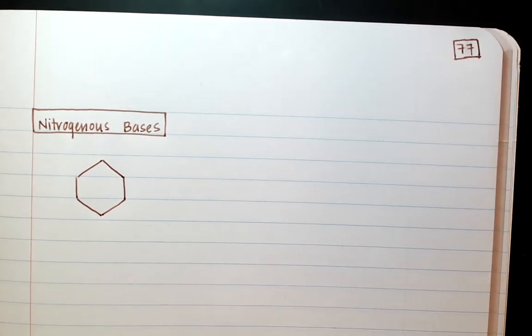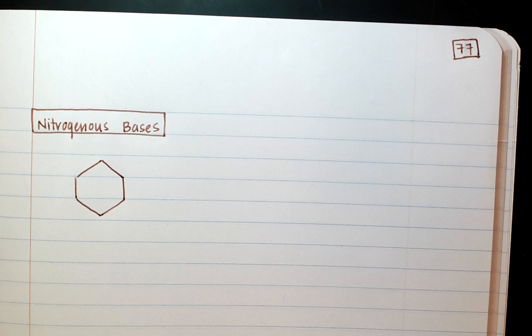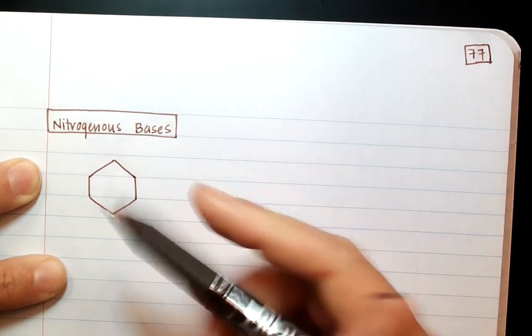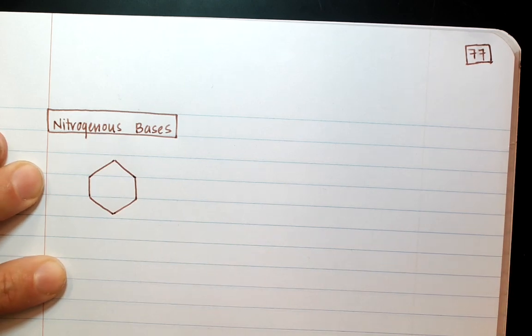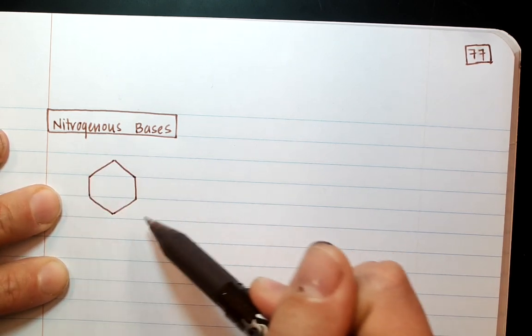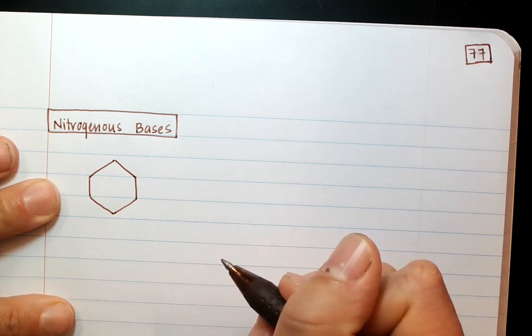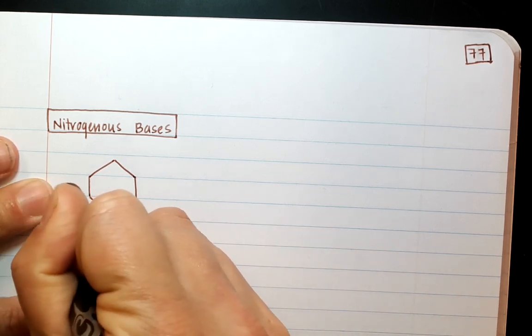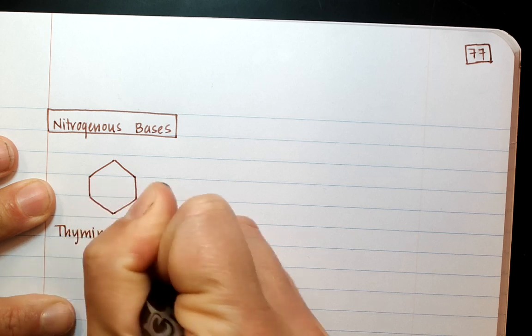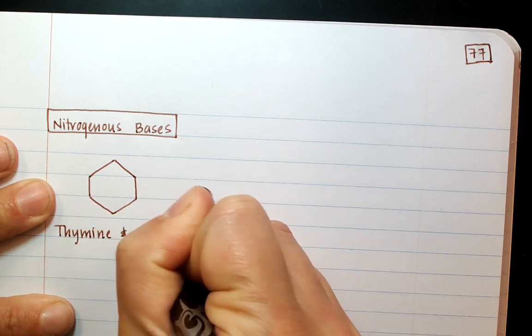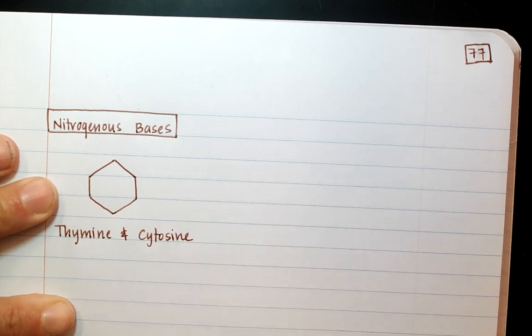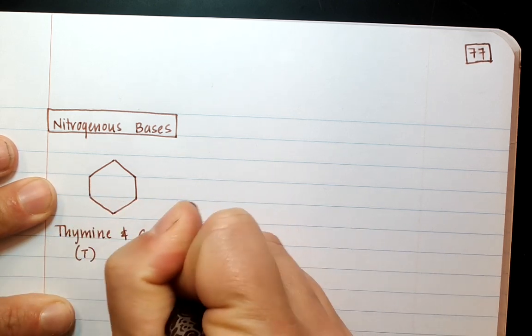Now this ring is not a sugar. It has nitrogen in it. So it's not carbon, hydrogen, oxygen like glucose or ribose or lactose or whatever. It has nitrogen. I'm not going to draw all of that because it's not that important. But what you should know is that this ring has nitrogen, hence nitrogenous base. Now the ones that are made up of one ring are your thymine and your cytosine. And so that's going to be your T's and your C's.